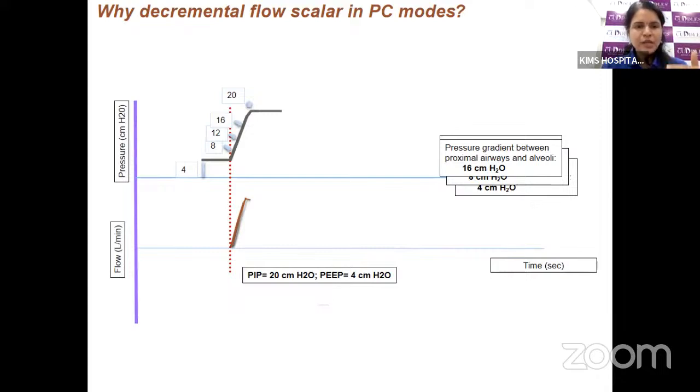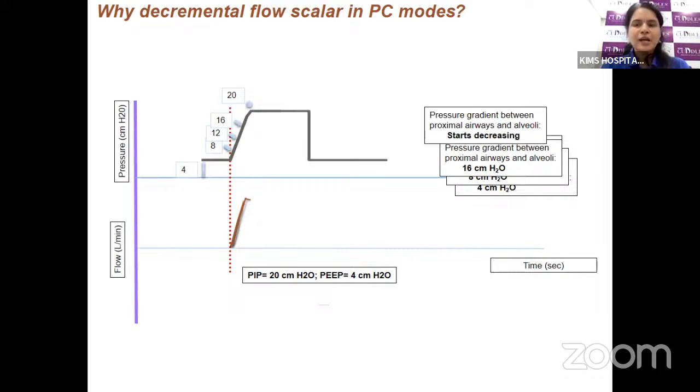Now, as we proceed into inspiration more and more, as the I time progresses during the inspiratory phase, the alveolar pressure starts increasing gradually from 4 to 8, and then from 8 to 12, and then to 16. So as and when the pressure in the alveoli increases, the pressure gradient starts decreasing. For example, when alveolar pressure is built up to 16, the airway pressure, which is still at 20, the gradient comes down to 4 centimeters of water.